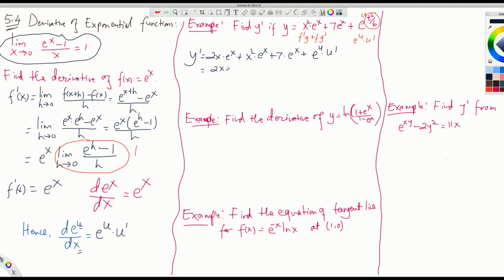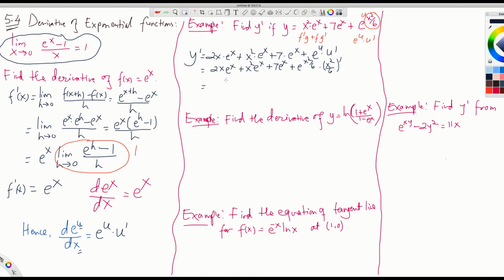So 2x e to the x, because 2x times e to the x, plus x squared times e to the x, plus 7 e to the x plus e to the x squared over 6, right? And then times, what is the derivative of x squared over 6? Oh, by the way, this should be x squared, I'm sorry. So the derivative of e to the x squared over 6 is, basically, it is like an e to the u, right? So e to the u times the u prime. But what is e to the u? E to the u is e to the x squared over 6 times the derivative of x squared over 6, right? X squared over 6 to the prime.